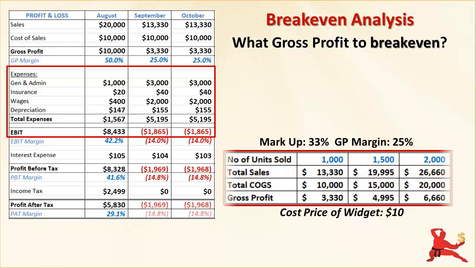But we have to drop our markup to 33% to stay competitive. If we only sold 1,000 units in September, we would have a loss of $1,865. If we sold 1,500 units, that's 50% more than we did in August. That's still not quite enough for us to break even with our higher overheads. We need to sell around 1,560 units to just get to break even. That's zero profit before even paying interest.